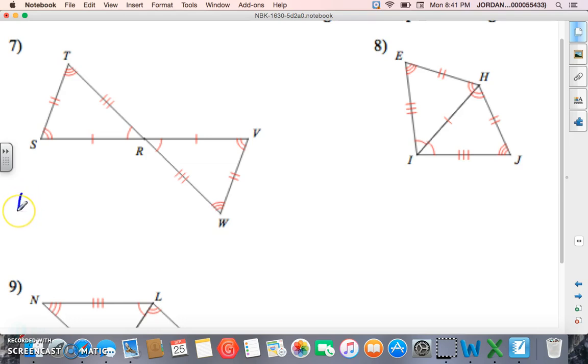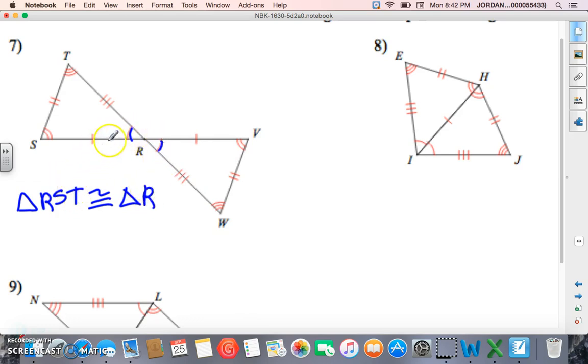So for number 7, I would say triangle. Let's do this one first. Let's do RST. And I'm going to say congruent, right? My little squiggle with my equal sign is congruent to triangle what? All right, well, I did R first. R had the 1 mark. So in the other triangle, which angle has the 1 mark? Oh, it's also R. So I'm going to start with R.